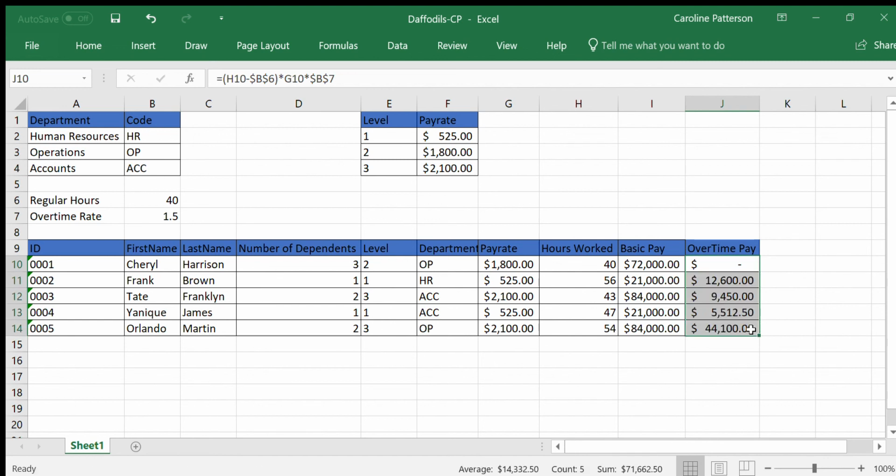We calculate the total overtime pay that each person has earned. So here we have it. The total overtime pay is calculated by finding the hours worked overtime, multiplying that by the hourly rate, and then by the overtime rate.